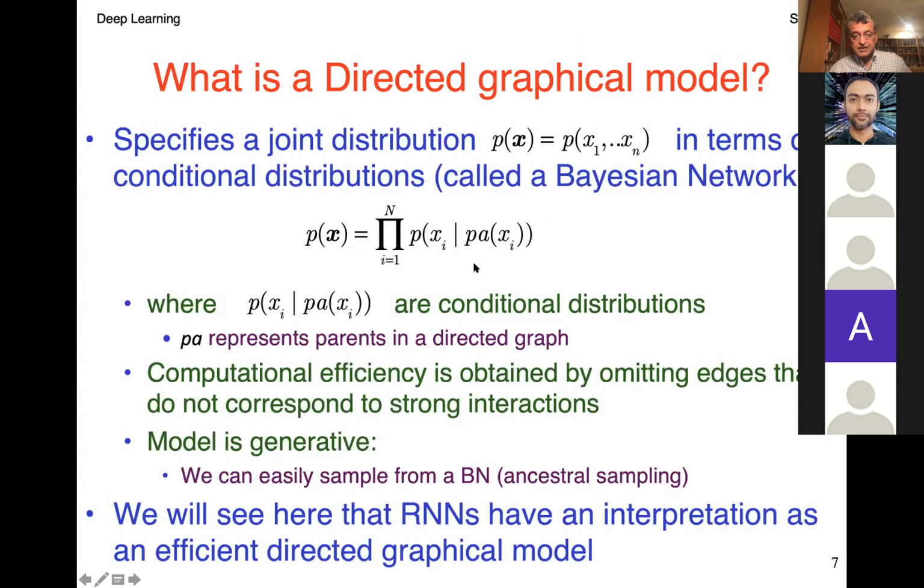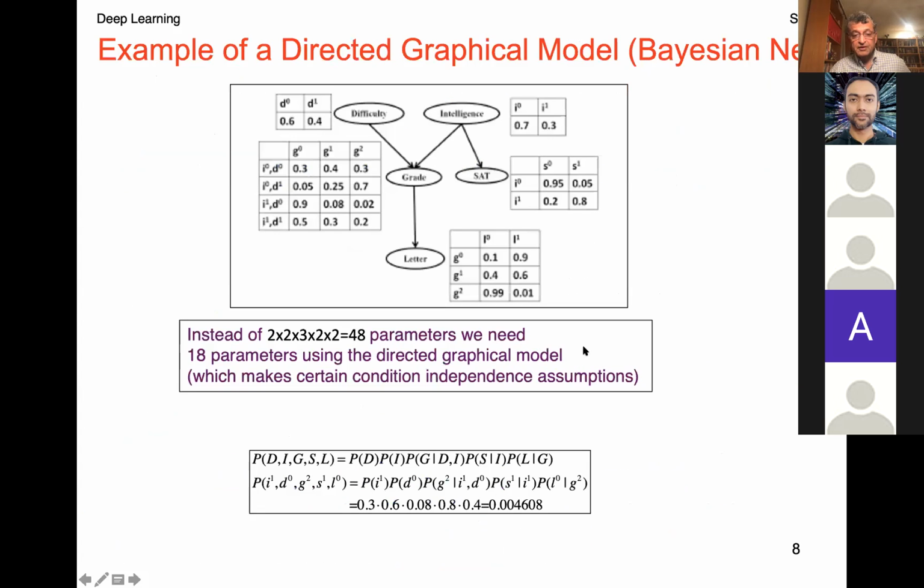And once we have a network, this can be written as a graphical model where nodes correspond to the variables, and conditional probabilities correspond to links with parent-child relationships. It becomes a graph. From such a graph, it is straightforward to generate samples using ancestral sampling. You run through all the variables from 1 through n, each time generating values for each variable. If there's conditioning, you have to generate from the conditional probability. We will see here that RNN have an interpretation as an efficient directed graphical model. An RNN is an efficient directed graphical model.